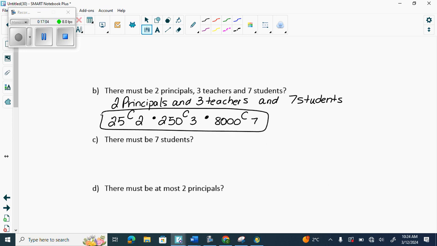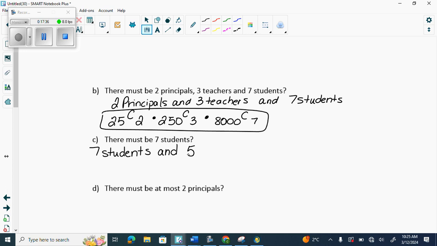The next one, there must be 7 students. A lot of people will give me the answer 8,000C7 and call it a day. What's the problem with that? I need how many? 12. So I'm missing some people. Right? So I need 7 students, and then people are like, I know I need 5, but I don't know what those 5 need to be. You only have so many options, correct? What is the only thing they can't be? They can't be students, so they could be what?